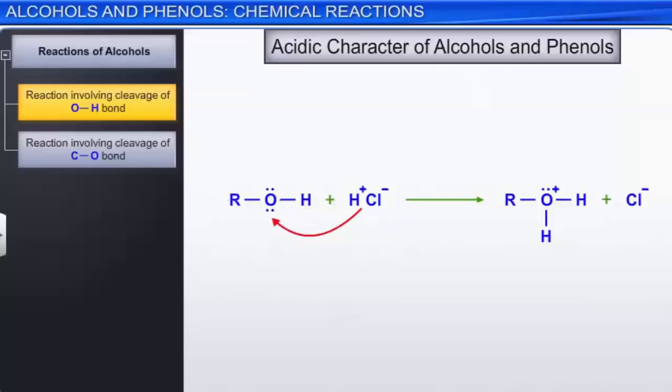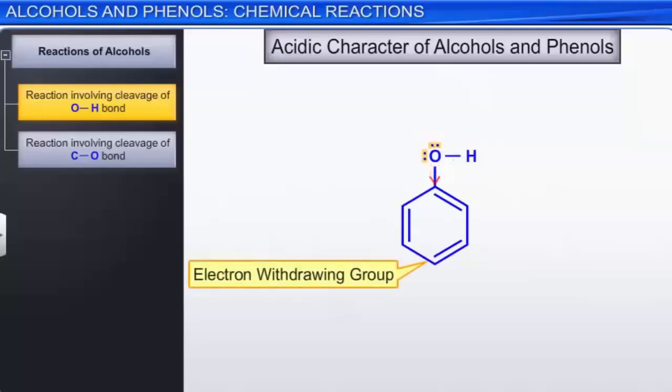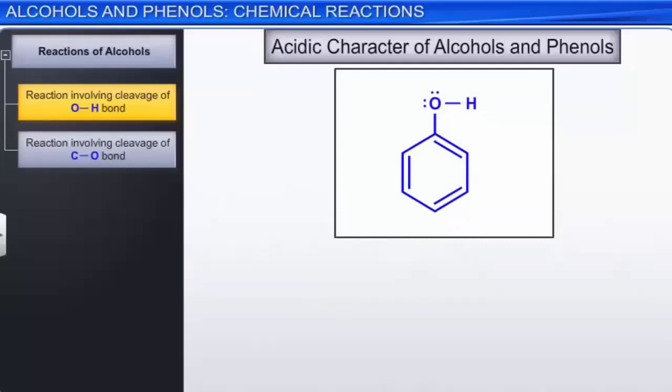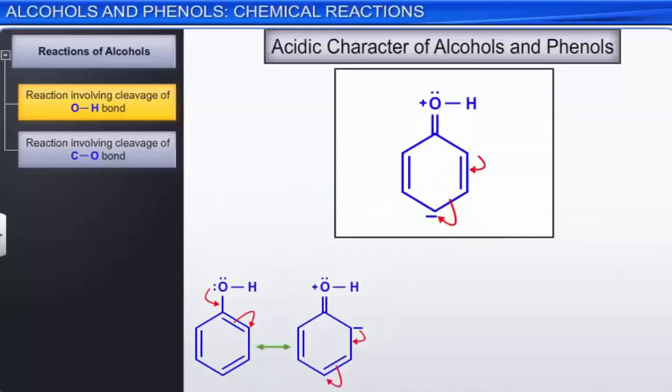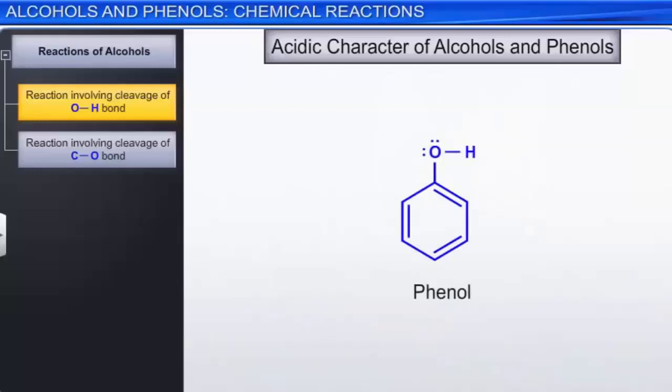Phenols are also acidic in nature. Note that the benzene ring acts as an electron withdrawing group. The resonance structures of phenol, shown here, illustrate that the oxygen atom in phenol has a partial positive character. Phenols are Bronsted acids or proton donors. In fact, phenols are stronger acids than water or alcohols.